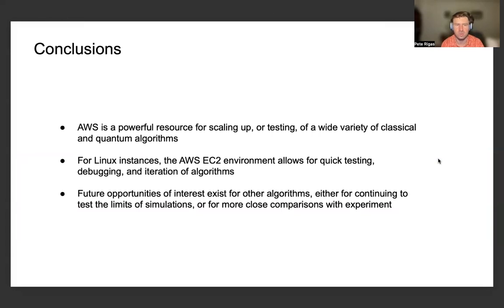So for conclusions, we know that AWS is a powerful resource for scaling up or testing a wide variety of classical algorithms and quantum algorithms as well. And for Linux instances, the AWS EC2 environment allows for quick testing, debugging, and iteration on a wide variety of algorithms, but at the same time, many future opportunities exist that are of interest for other algorithms, either for continuing to scale up simulations, for testing the limits of computation, or for closer comparisons with experiment.